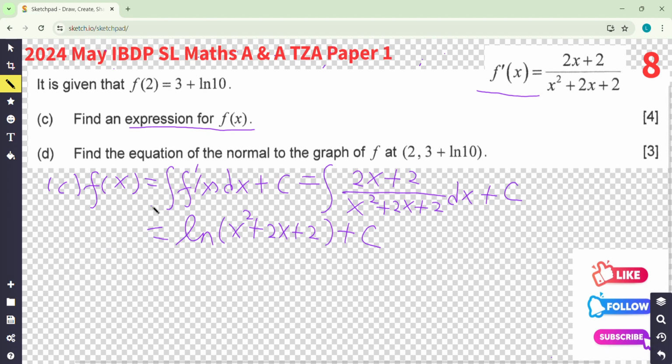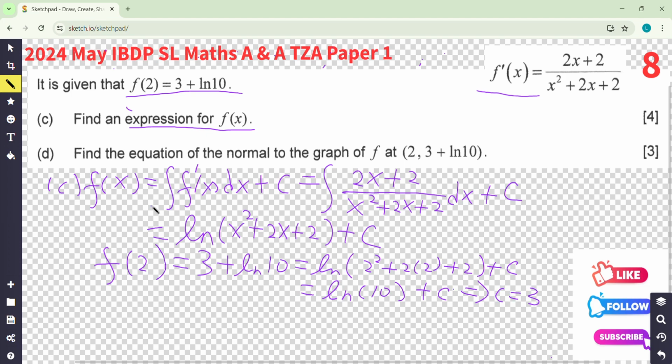So the next step is to find C. Okay, it gives you f(2) equals 3 plus log 10. Okay, then we substitute this. We call it the initial condition, boundary condition, whatever you want to say. Okay, this is 3 plus log 10. Okay, then log of 2 squared plus 2 times 2 plus 2. Wow, very long. Plus C. Luckily, the right hand side is not 10 plus C. Oh, lucky. Very easy. So C is 3.